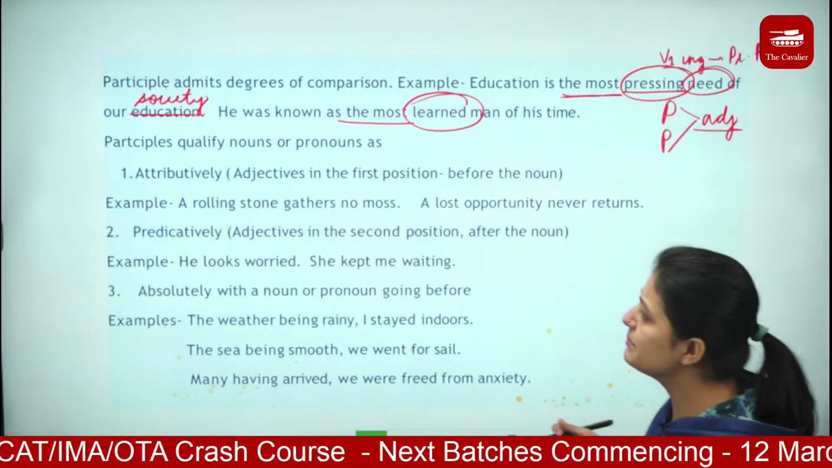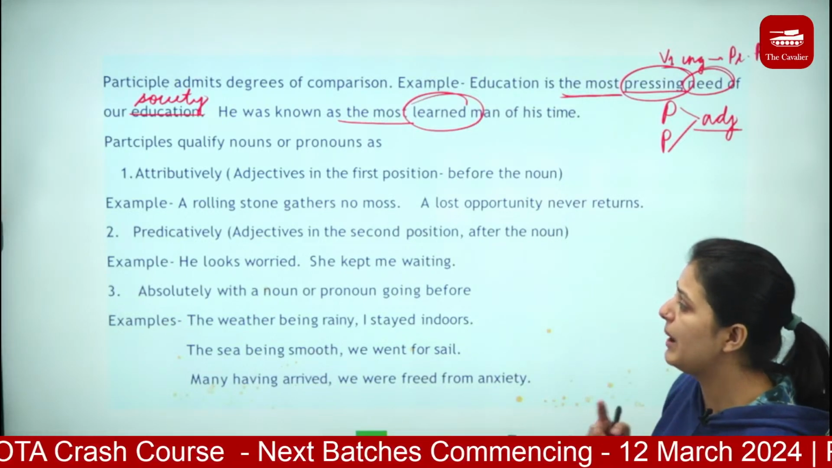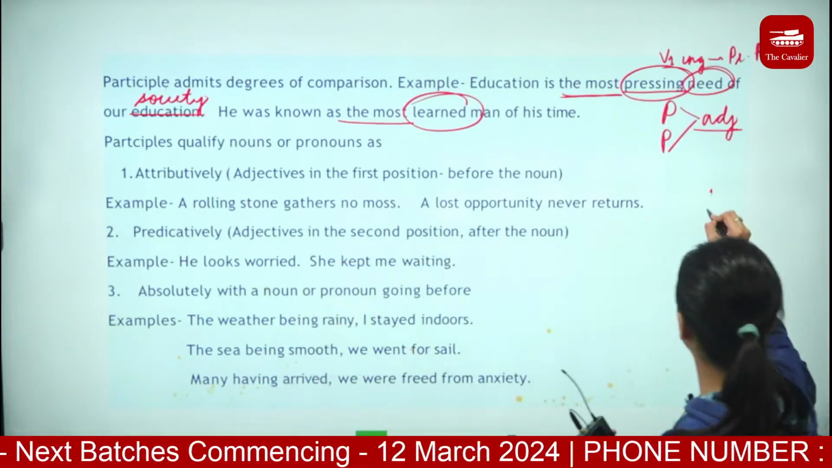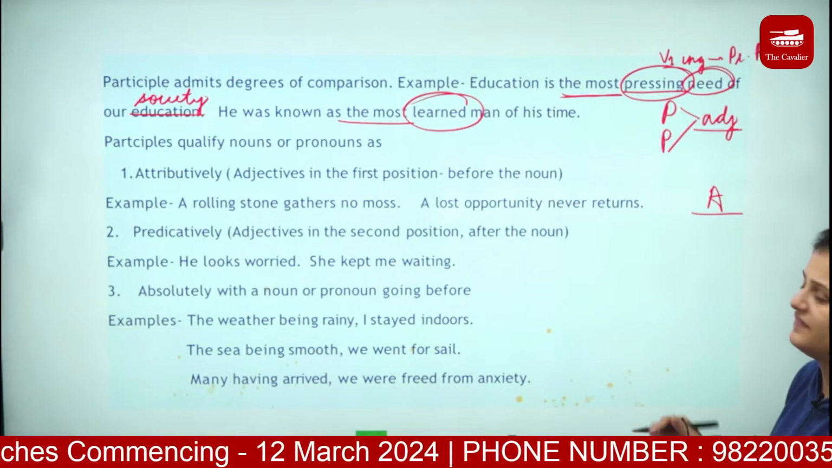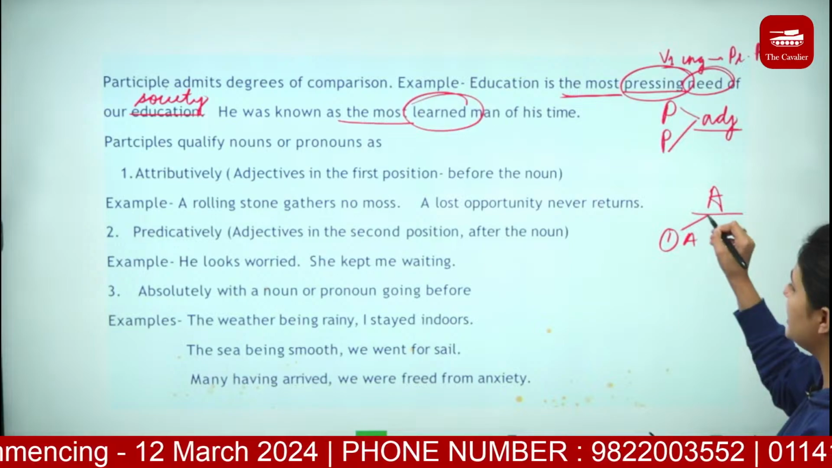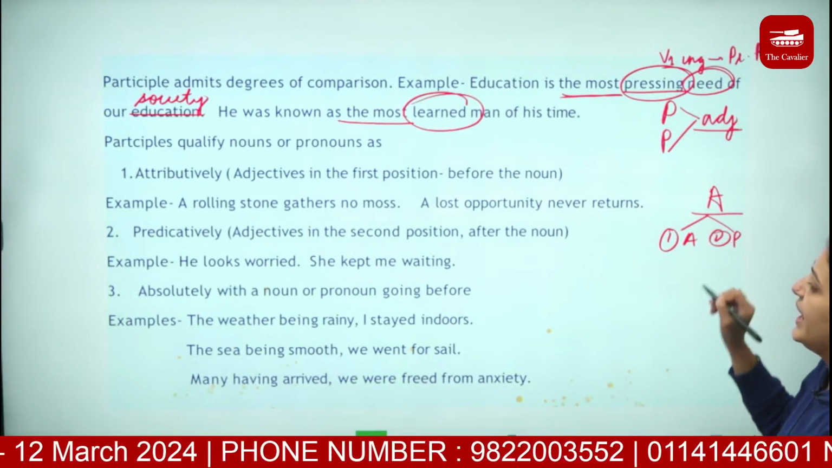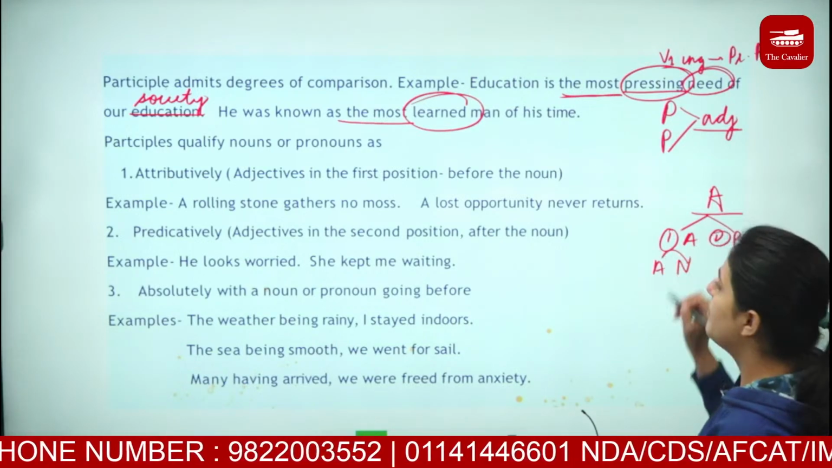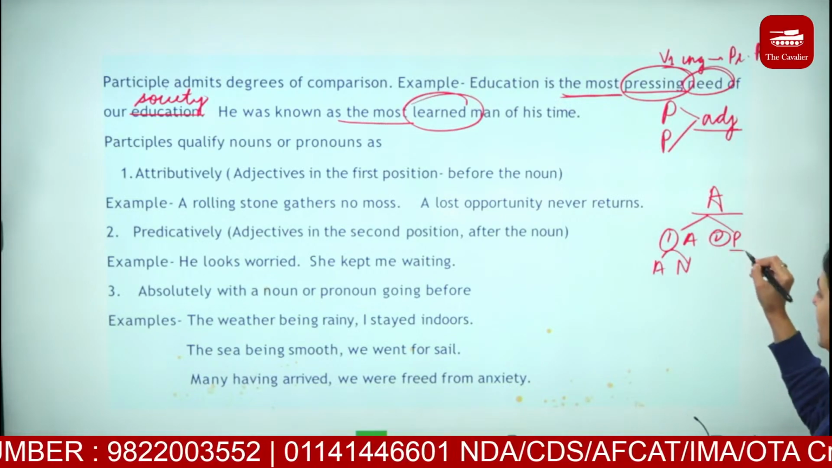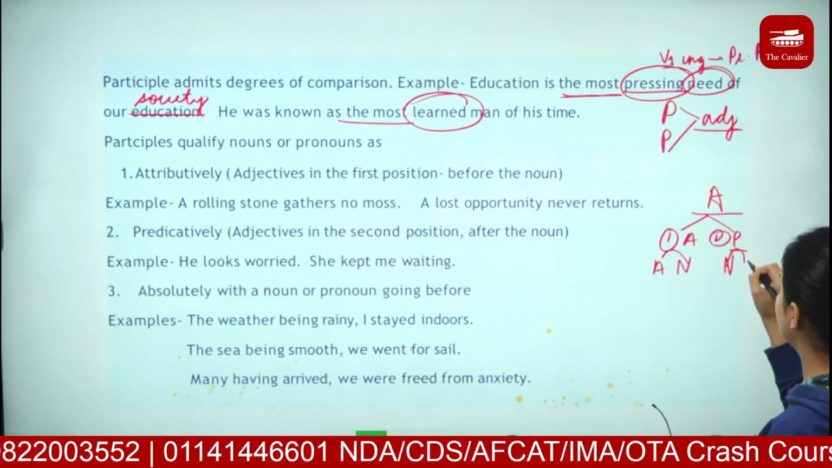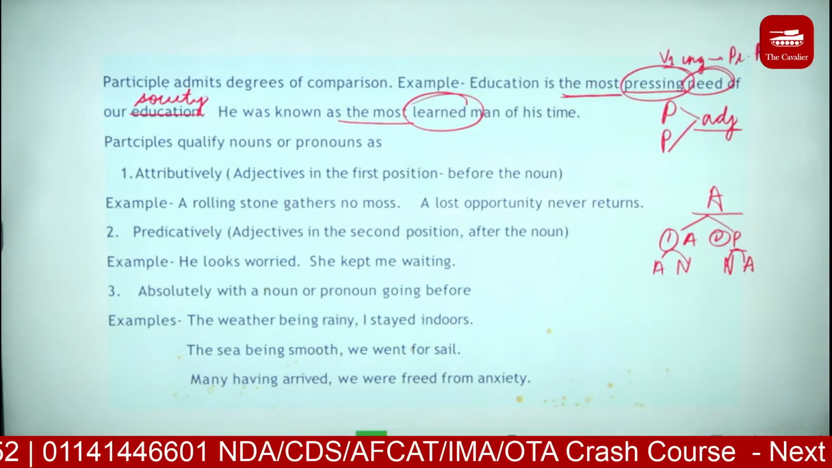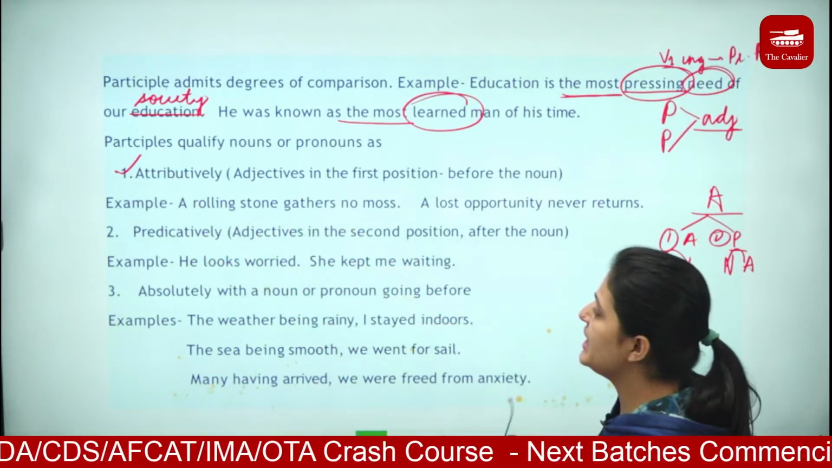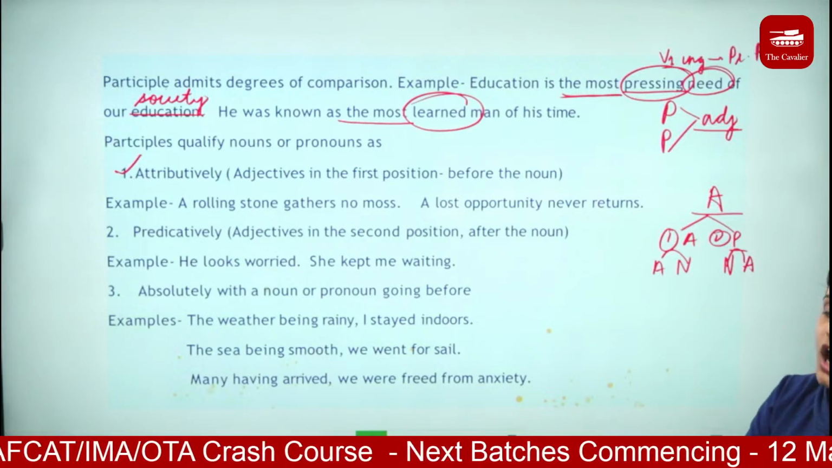Okay, अब participles कैसे qualify करते हैं noun और pronoun को? पहला attributively. Adjectives कैसे qualify करते हैं? पहला होता है attributively, दूसरा होता है predicatively. Attributively का मतलब होता है जब भी मेरा adjective noun से पहले आए, ठीक है. दूसरा होता है predicatively जिसका मतलब मेरा adjective noun या pronoun के बाद आए, ठीक है. तो participle भी qualify करते हैं. पहला है attributively जहां पर adjectives first position में use होते हैं noun से पहले.